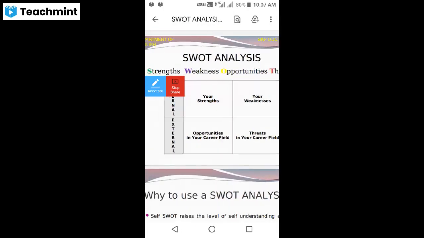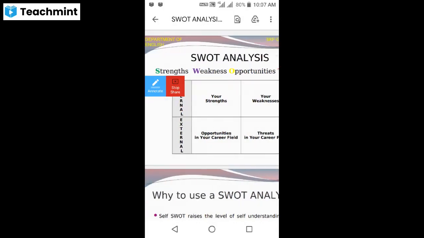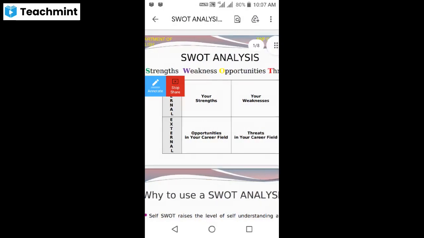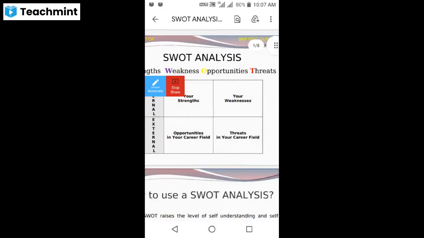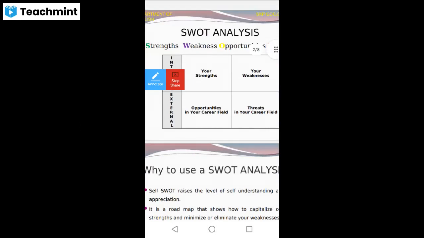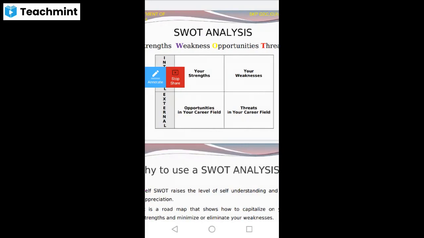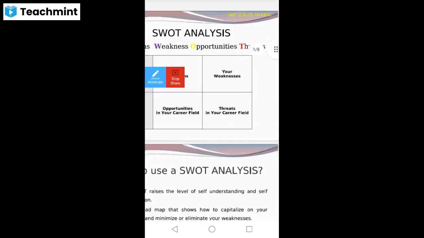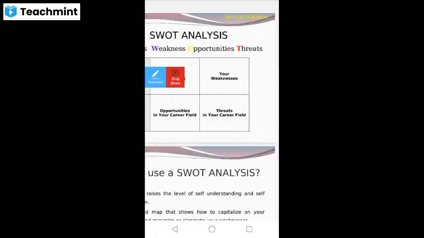SWOT analysis. What is the meaning of the word SWOT actually? Look at this. S means strengths. W means weaknesses. O means opportunities. T means threats. This is called SWOT analysis. This is how to analyze ourselves. What kind of strengths we have? What kind of weaknesses we have? What are the opportunities in front of us? What are the threats we are going to have?